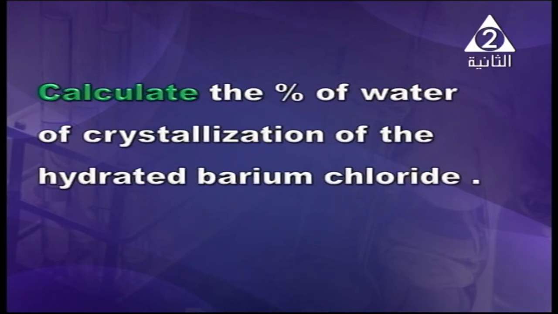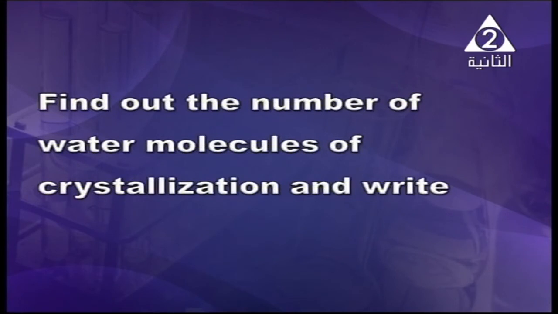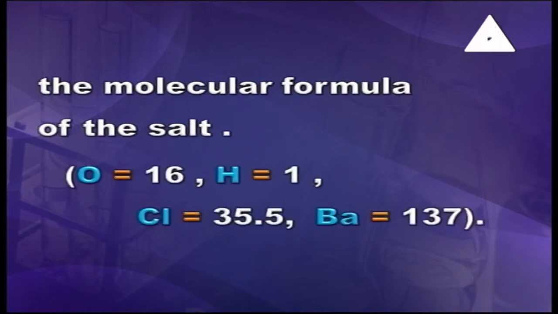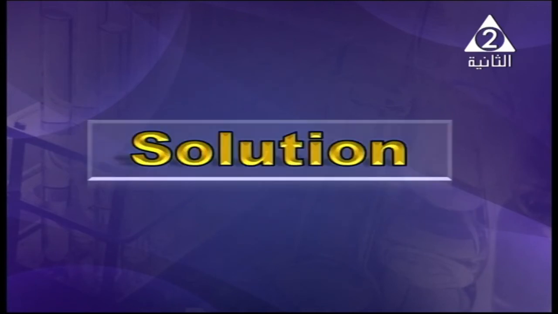Can I answer this problem? Sure I can, but concentrate. You must find the number of moles, the number of water molecules of crystallization. After that, write the molecular formula of this salt. This problem has many steps. To answer these steps, I must know oxygen's atomic mass, 16. Hydrogen, atomic mass 1. Chlorine 35.5. Barium 137. Why these numbers? Because they help me to calculate the molar mass for different compounds.